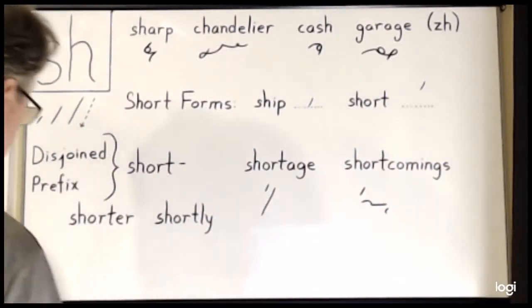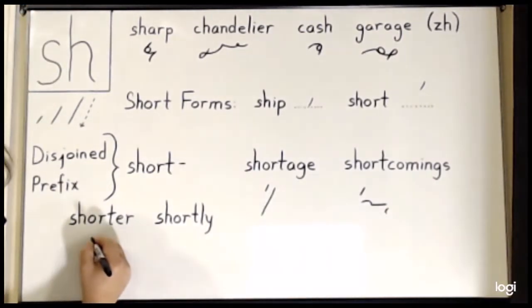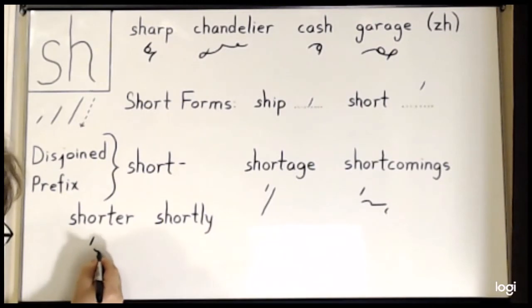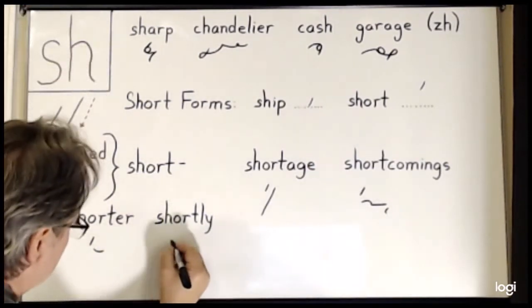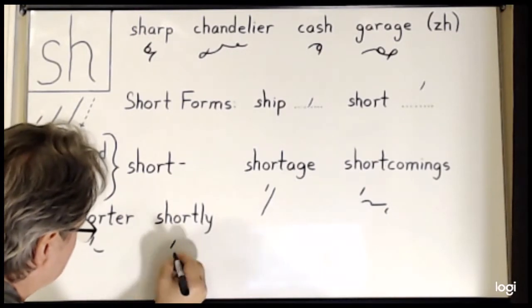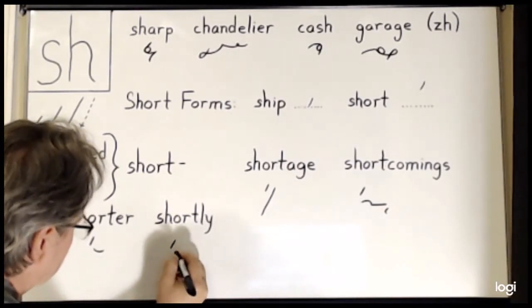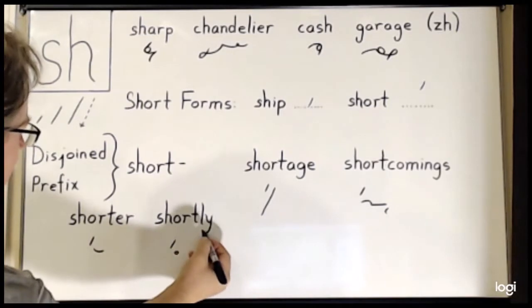For the word shorter, it will be simply an SH and then a disjoined R. Shortly will be an SH and a disjoined E. And this E stands for the LY at the end of a word.